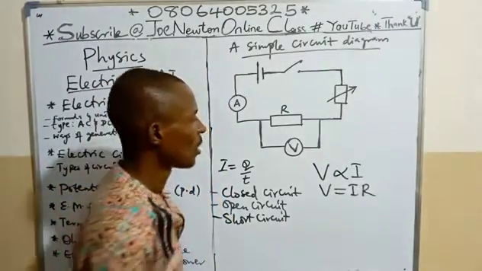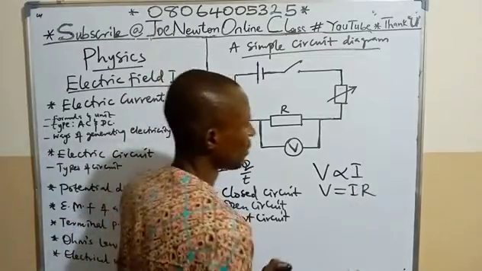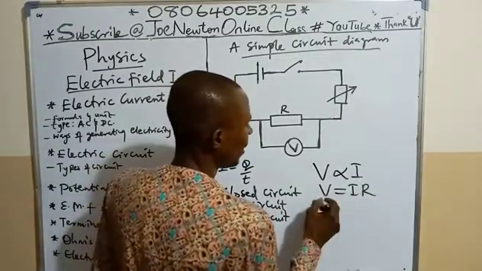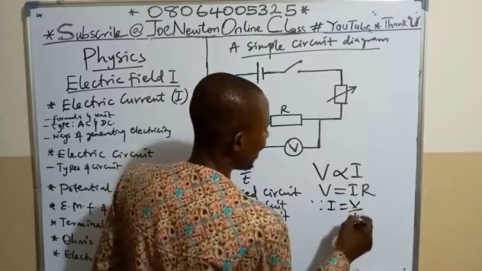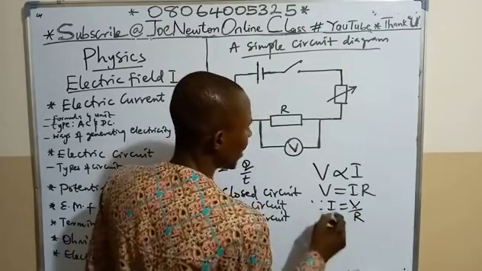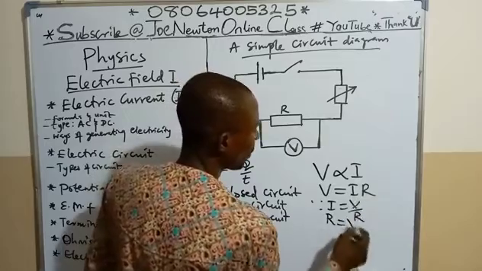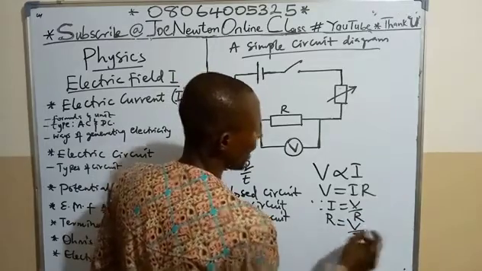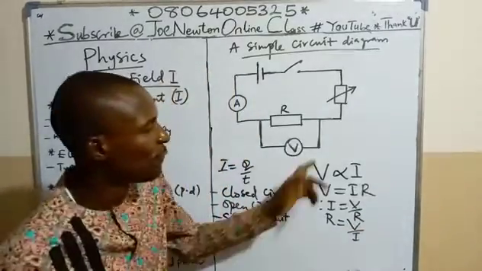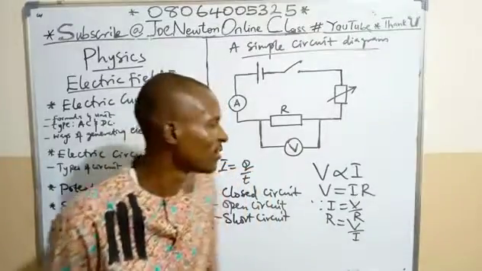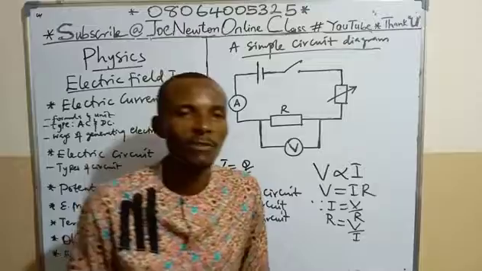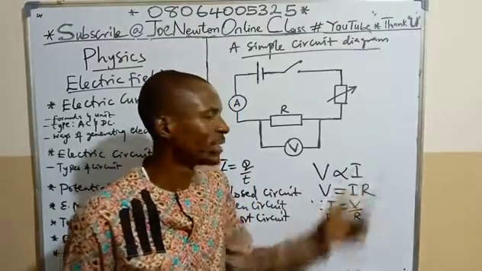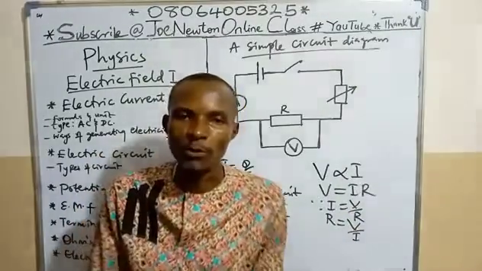That is it. From here we can get other similar formulas. If this is the case, we can now say that I equals V over R as well, and R equals V over I. Where V is the voltage, the potential difference applied, I is the current, and R is the resistance. Voltage in volts, current in amperes, resistance in ohms.